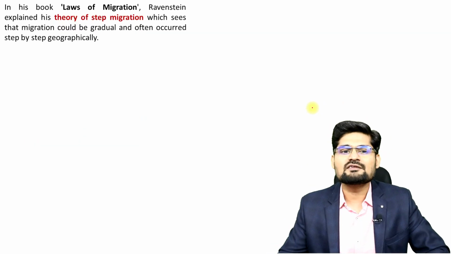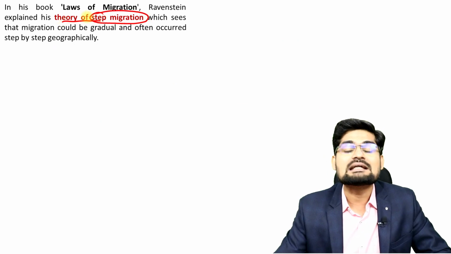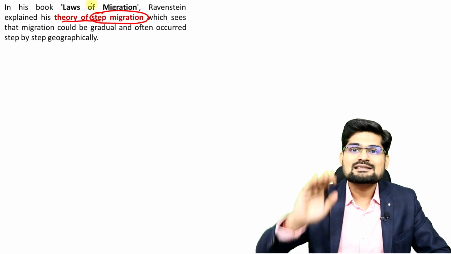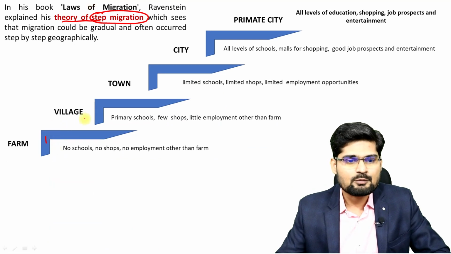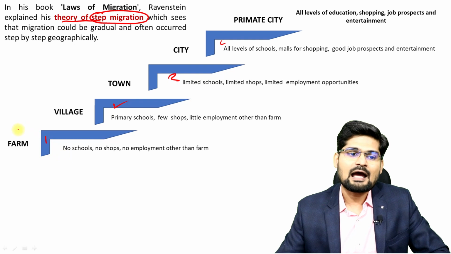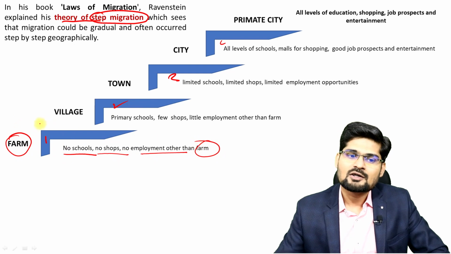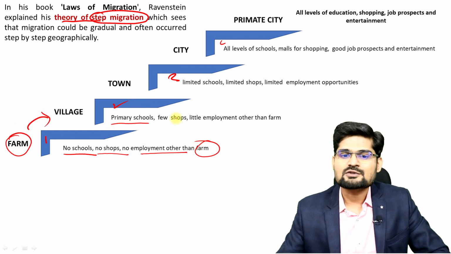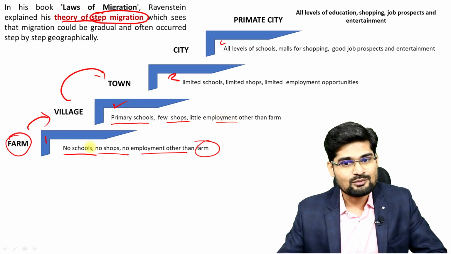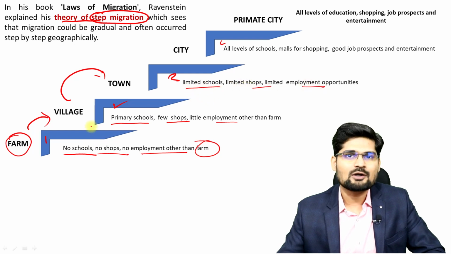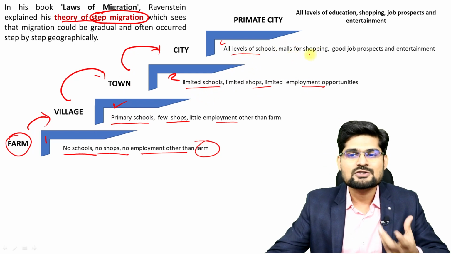Further, in the Ravenstein law of migration, one very interesting thing that was given was the theory of step migration. It means migration happens stepwise, right? So how can we understand this? Through this particular diagram. So this is step 1, 2, 3, 4 like this, right? People migrate from a small farm, where you have no schools, no shops, no employment other than farm activity, to the nearest village. Then primary schools are there, a few shops are there, a few employment and little opportunities are there. So from the village they move to the nearest town, where you have limited schools, shops and employment opportunities. From the small town they move to a city, where you have all levels of education, opportunities of jobs and shopping and everything else.